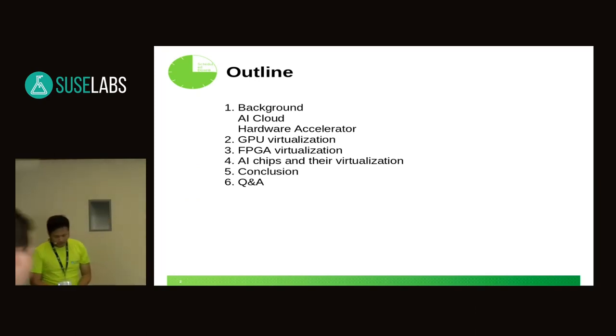So first, we'll give some background about AI, cloud, AI and cloud, and AI cloud. But remember that this is not a totally AI session here, so I won't focus so much on how to program an AI application. We are just focused on the infrastructure level, low level, how to accelerate them, how to make your cloud environment efficient. And after that, we'll see some update on the GPU virtualization from last year. We'll also see some FPGA virtualization that's new, and also check on AI chips and their virtualization possibility.